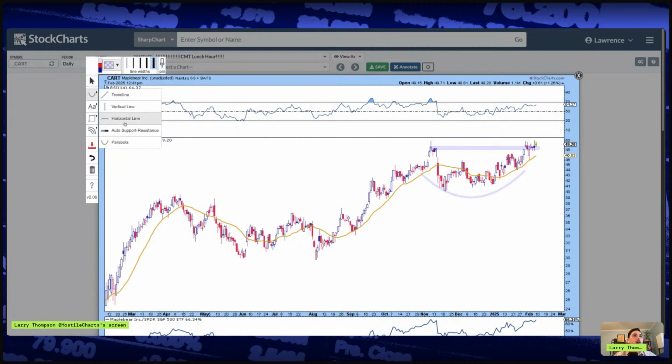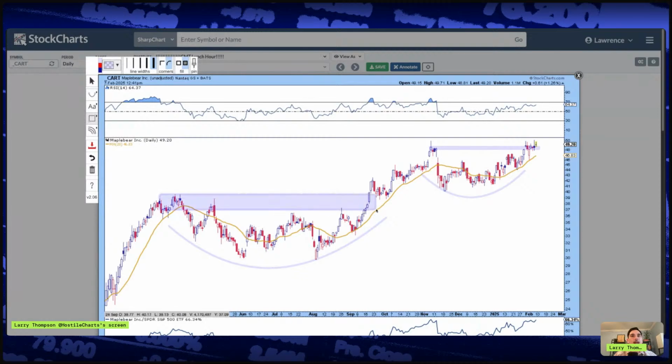So beautiful chart here, chat. Love Cart. Right. There we go. Look at that. Base, breakout, base, probably going to break out again.